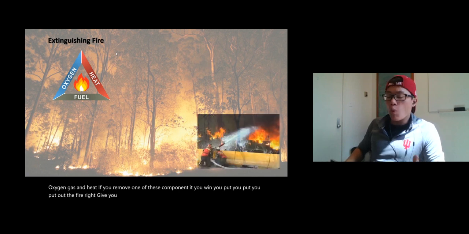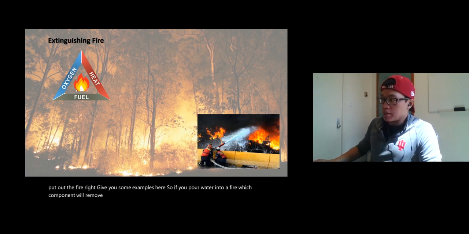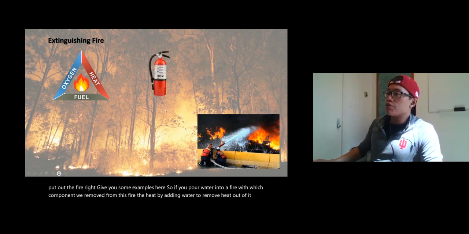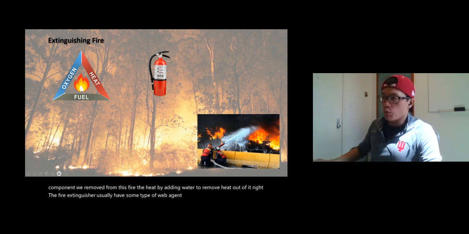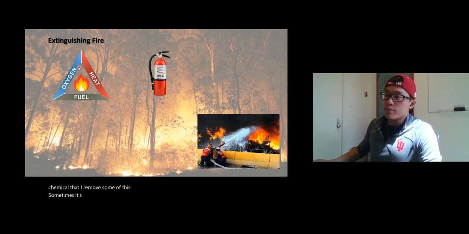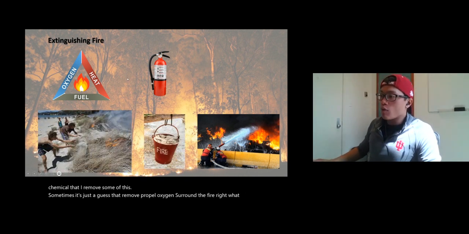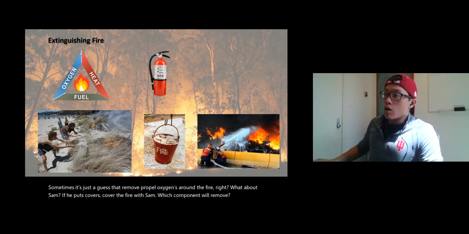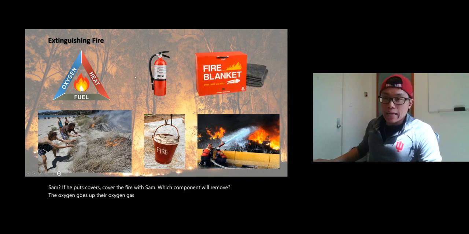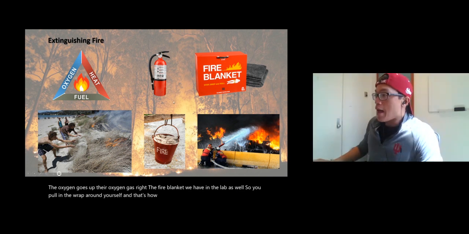Give you some examples here. So if you pour water into a fire, which component will remove from this fire? The heat, right? Adding water to remove heat out of it, right? The fire extinguisher usually has some type of wet agent, or some other chemical that removes some of this. Sometimes it's just a gas that propels oxygen surrounding the fire, right? What about sand? If you cover the fire with sand, which component will remove? The oxygen. Good job. The oxygen gas, right? The fire blanket we have in the lab as well. So you pull and you wrap around yourself, and that's how it works. Same thing, right? And that's it.